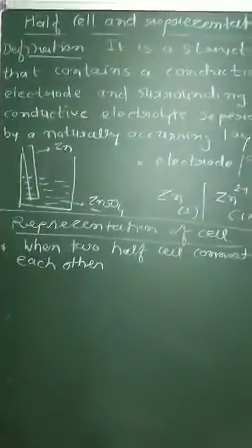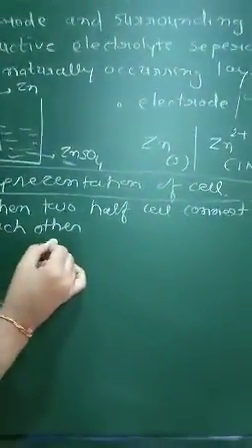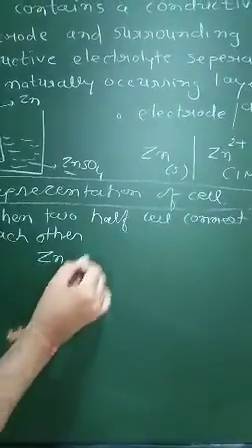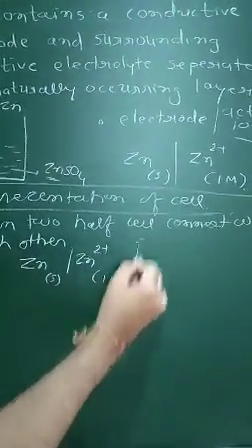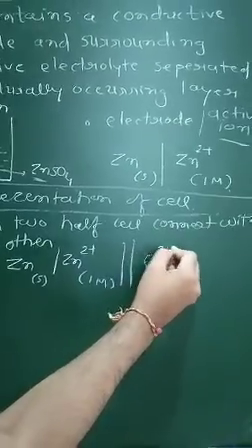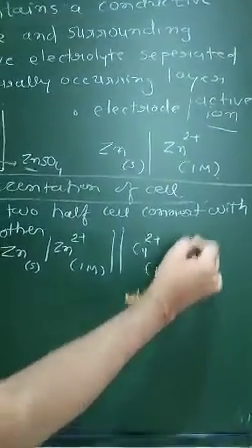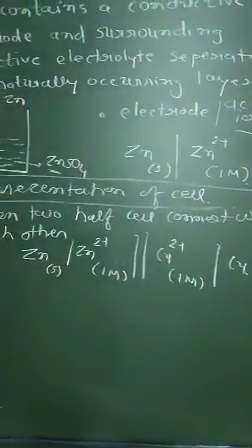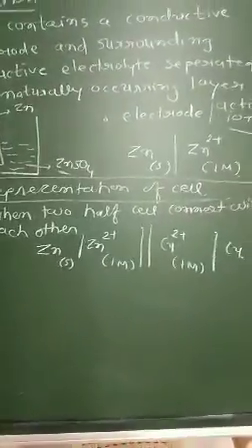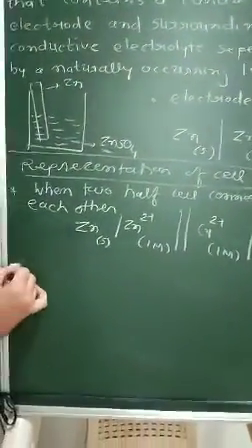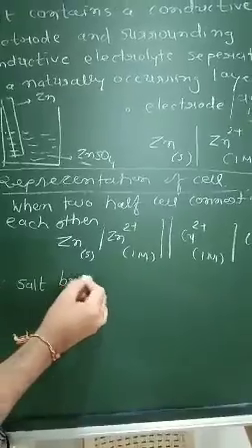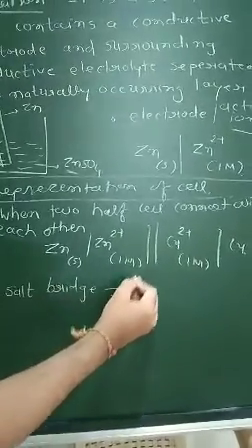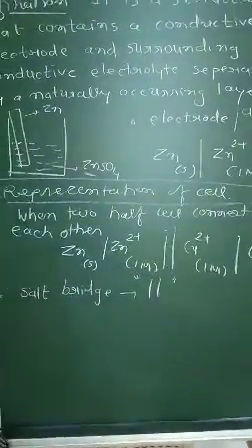But how can we represent a cell? The formula is here, just see. I am taking the representation directly: Zn2+ 1 molar, Cu2+ 1 molar, Cu. Just see which are the important parameters for the representation of cell. If we are using a salt bridge, then we will put this sign, two vertical lines.